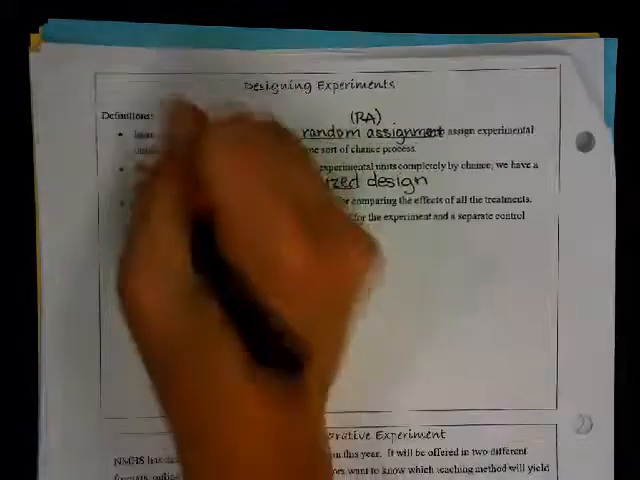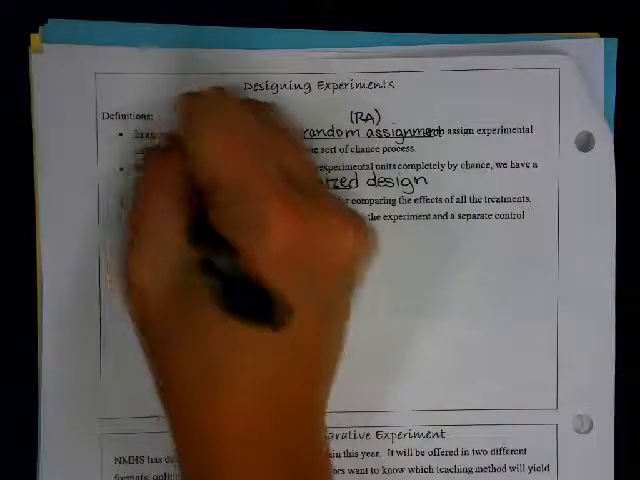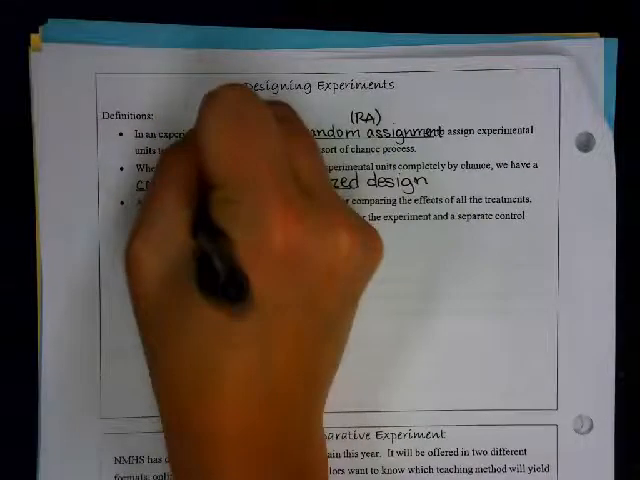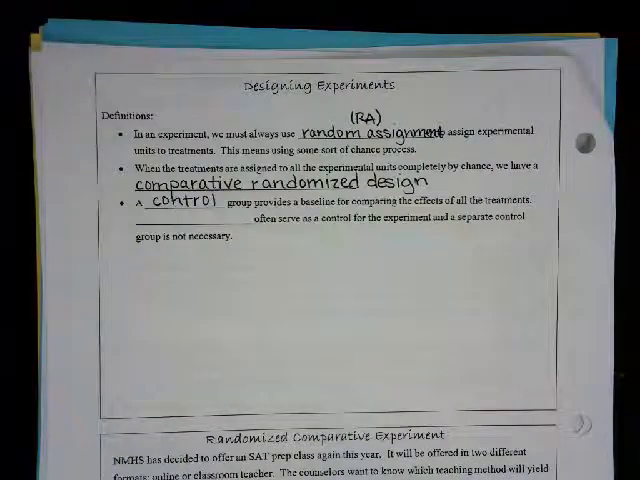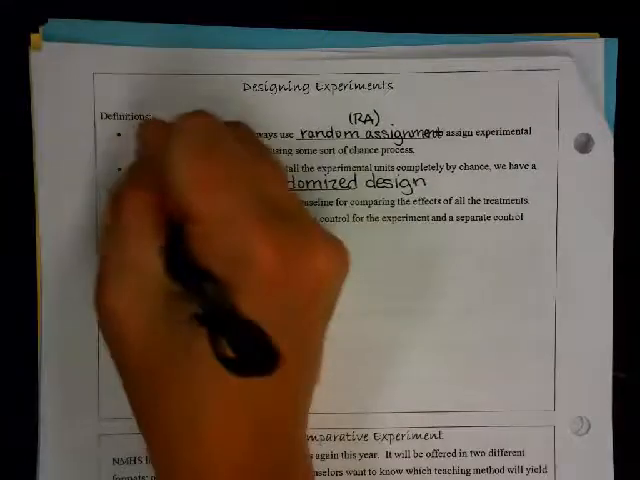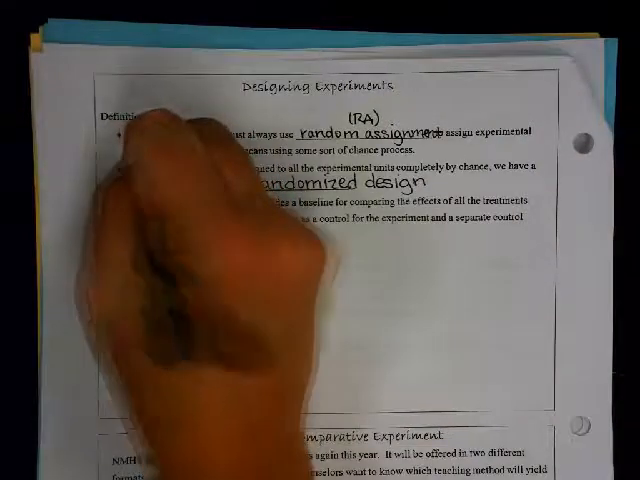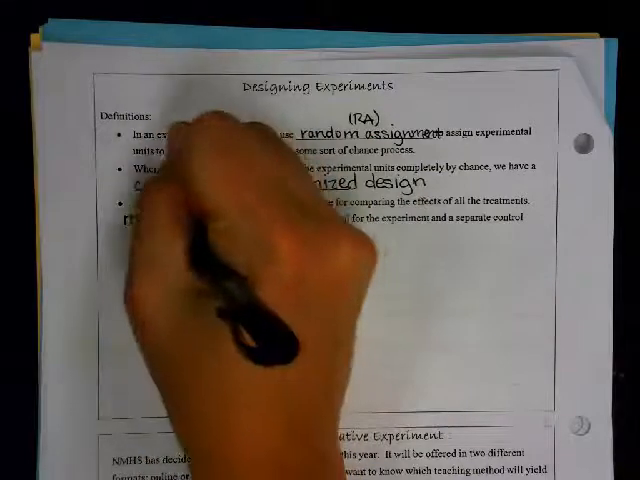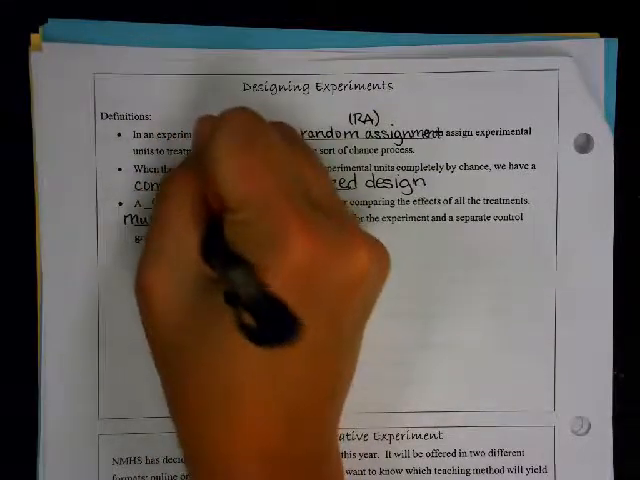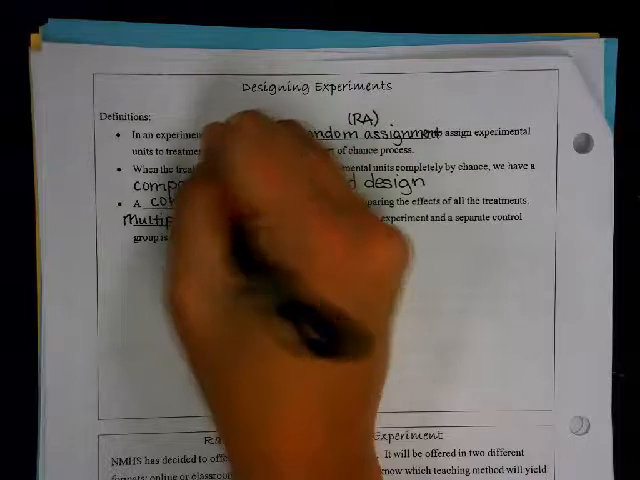Sometimes you need to have a control group. Control groups provide a baseline for comparing the effects of all the treatments. Sometimes when you have multiple treatments, that'll serve as your control for the experiment, and then you don't need a control group.